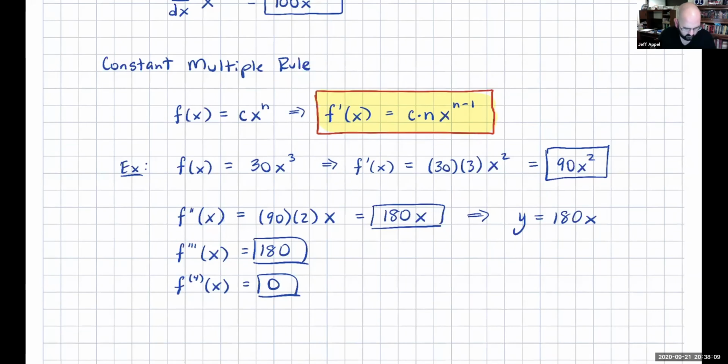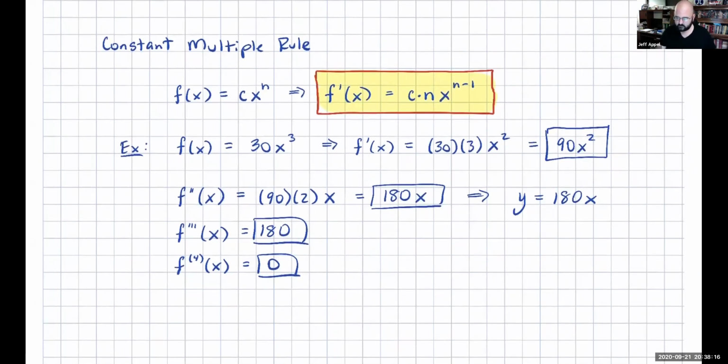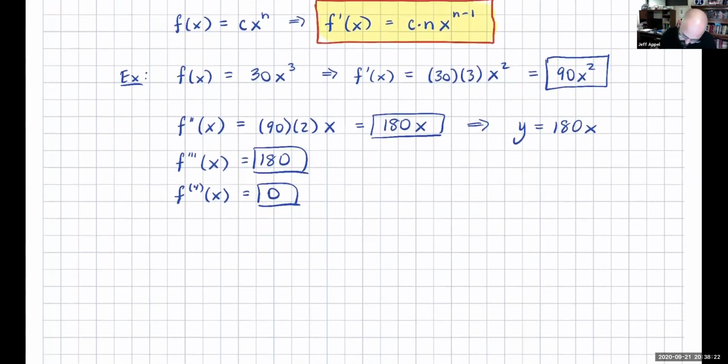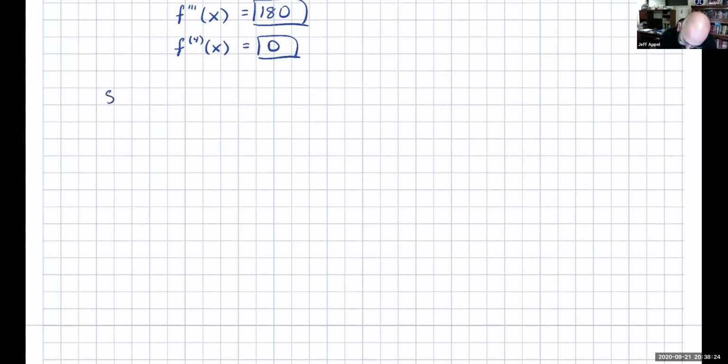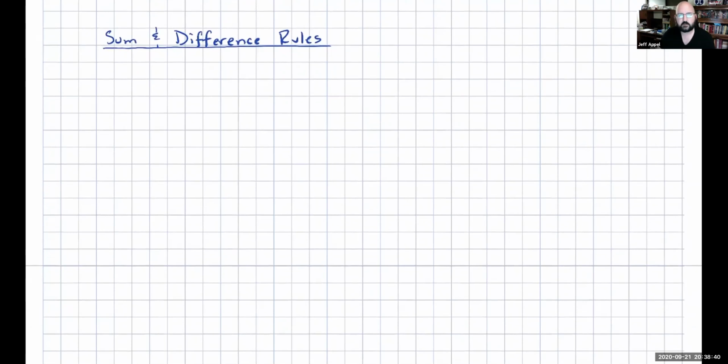Okay, so the other rules that I need to go over, so we've done the power rule, we've done the constant multiple rule. I want to go over what's called the sum and difference rules with you. And once we have these down, then we're going to be in a position to work out some pretty nice examples, not the more basic ones that we've been doing so far.